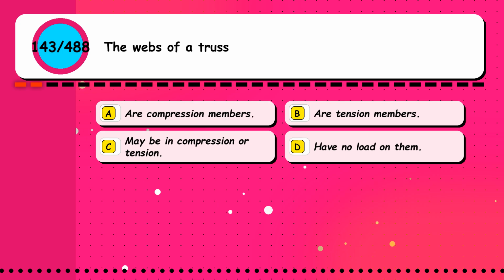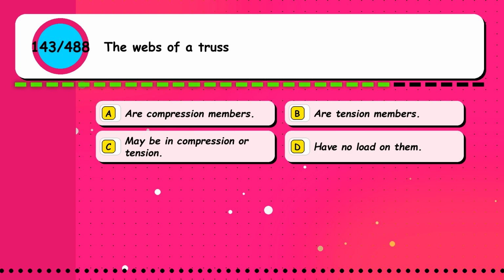Question 143. The webs of a truss. Option A. Are compression members. Option B. Are tension members. Option C. May be in compression or tension. Option D. Have no load on them.